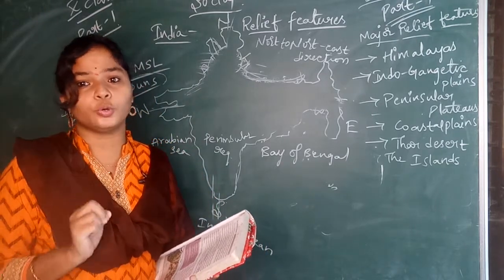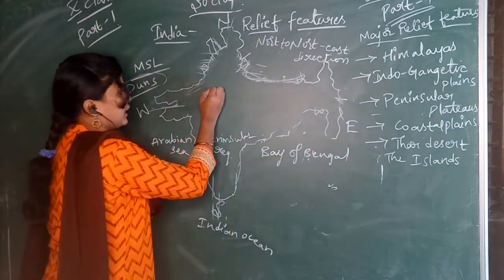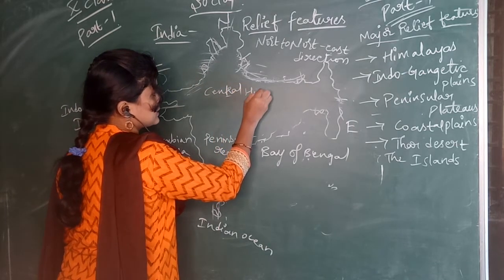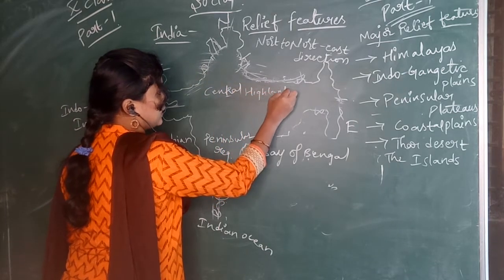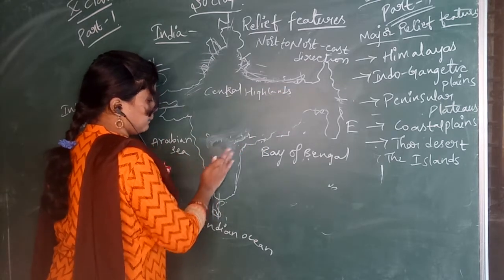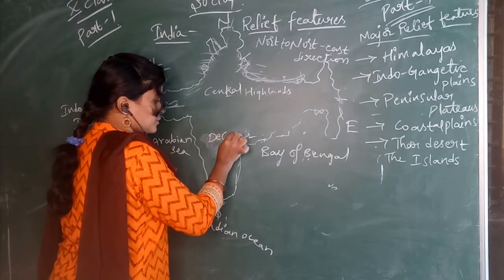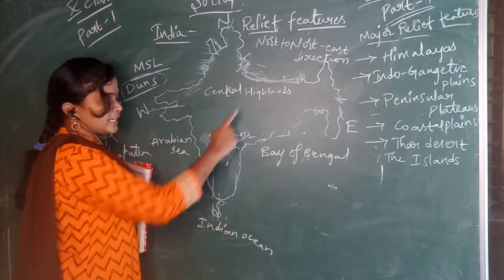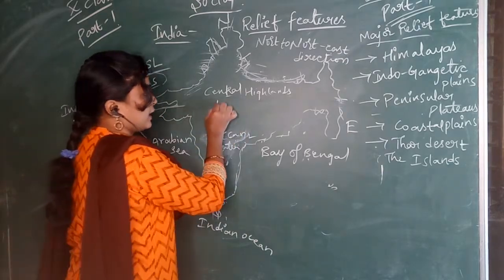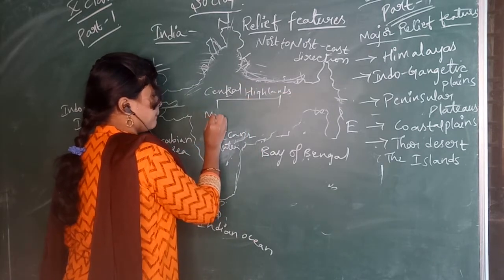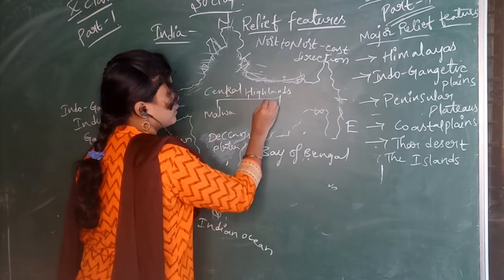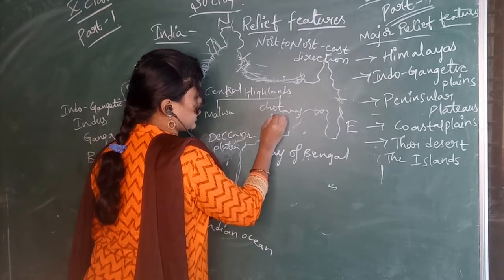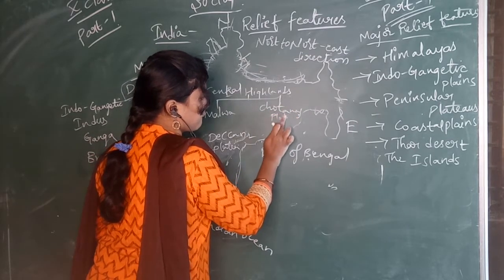We are going to learn about peninsular plateaus now. There are two plateaus: the Central Highlands and the Deccan Plateau. The Deccan Plateau is situated in Telangana. In the Central Highlands again there are two plateaus: Malwa Plateau and Chota Nagpur Plateau.